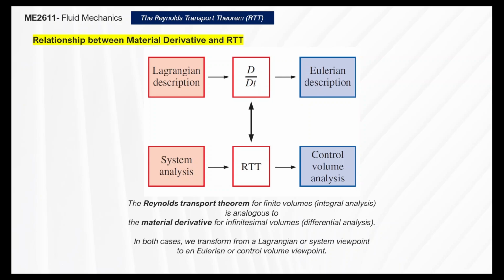The relationship between the material derivative and the Reynolds transport theorem is that the Reynolds transport theorem for finite volumes is analogous to the material derivative for infinitesimal volumes. So here, we convert the Lagrangian description to the Eulerian description. If we cannot track a single particle, we convert to the Eulerian description so that we can track it at a control volume and observe all variables at the same time.